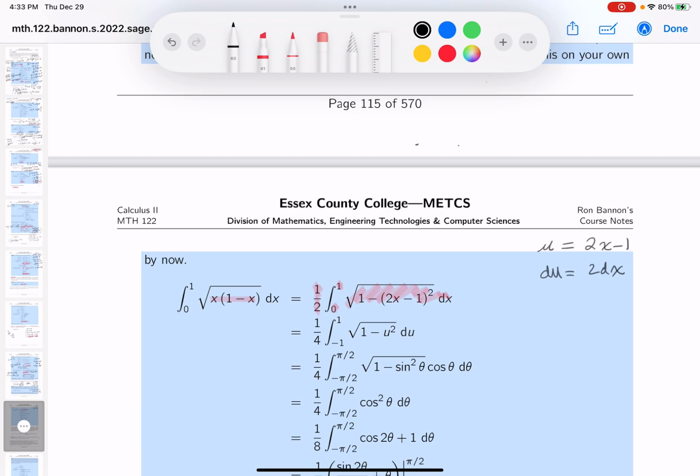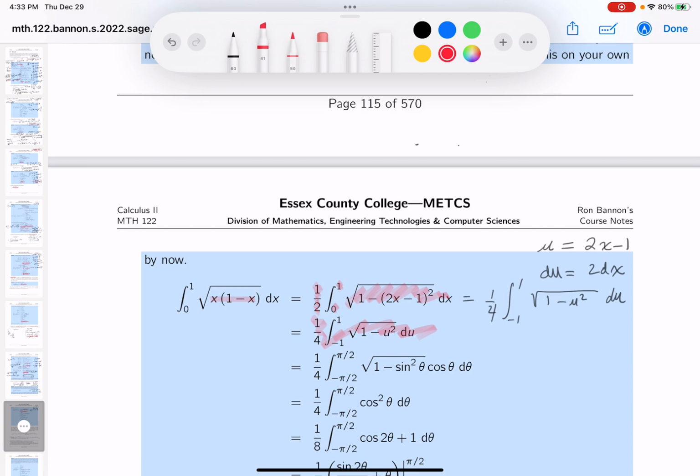So what would you get over here? Well, if you did that, you get 1/2. The limits of integration: at 0, u would be minus 1, and at 1, 2 minus 1 is 1. And then you get 1 minus u squared. And dx is the same thing as a half of a du. So I'm going to take the half on the outside, and that becomes a quarter. And that's where this line is coming from here.